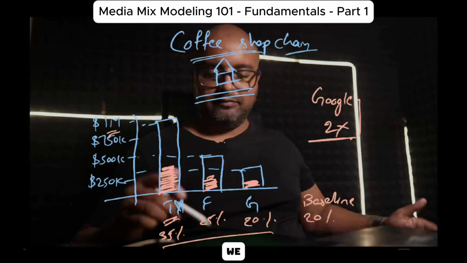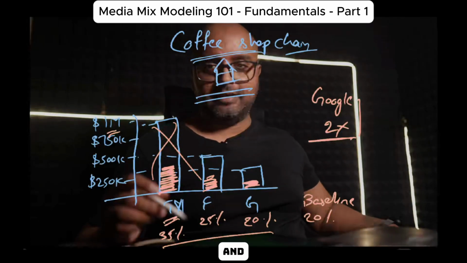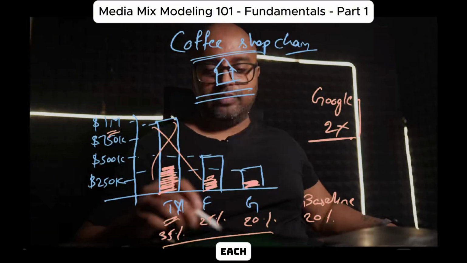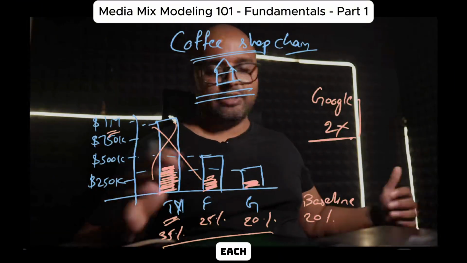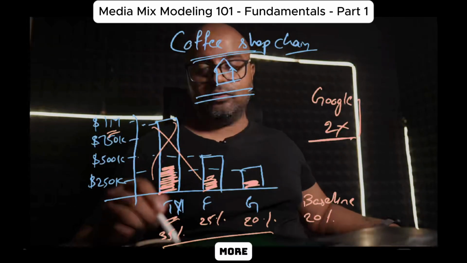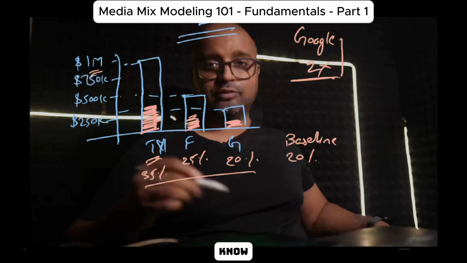So does that mean we shut down everything else, like get rid of TV and Facebook and so on? Probably not. There's a really good explanation as to how each of these interactions impact each other. But it is at least good to know that Google is driving more efficient sales. So you might be wondering, why does this matter now? Why do I need to know all these things?